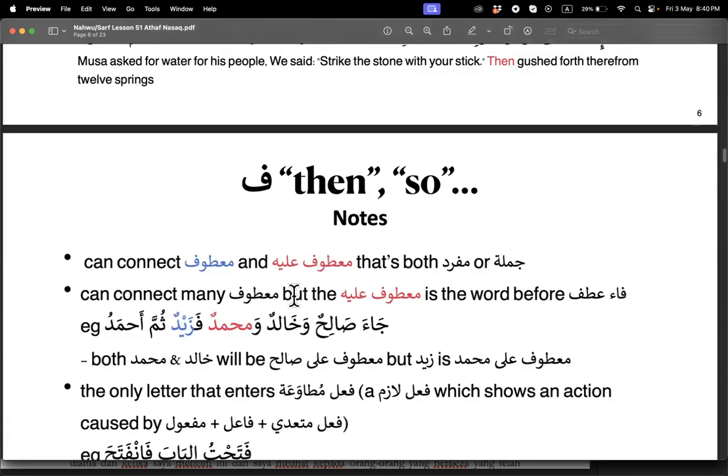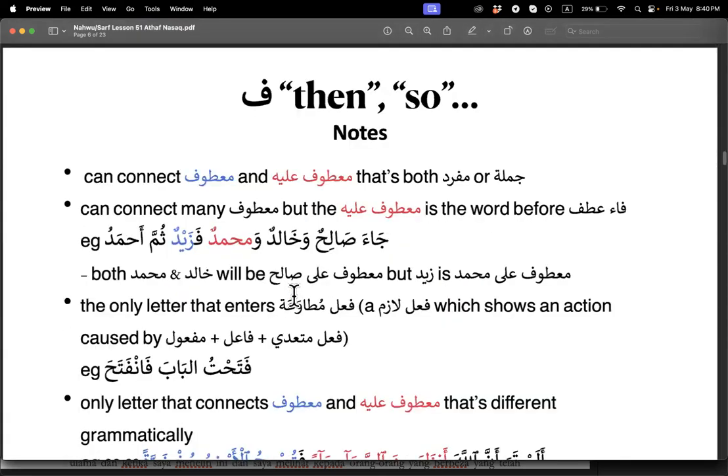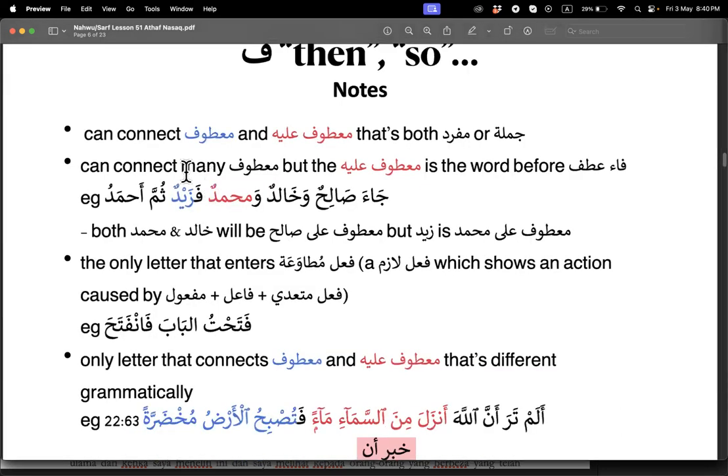Okay. Let's do a bit more, maybe we only get until thumma, but that's fine. So fa again can connect between a mufrad word or a jumlah. So just now we said that when we have a lot of wow, it all comes back to the first matuf alai, right?